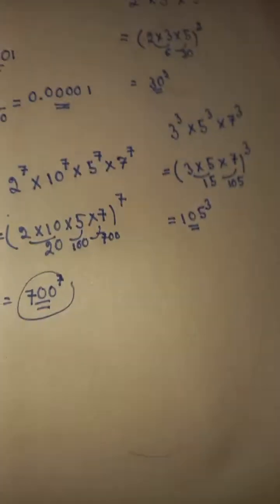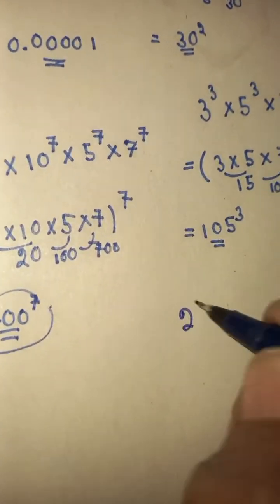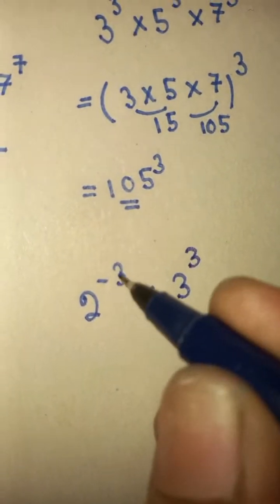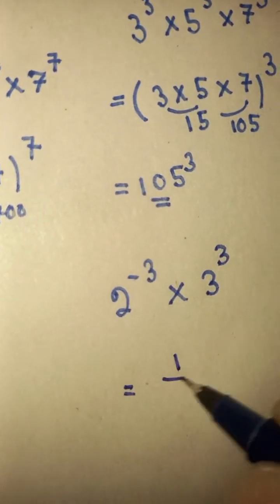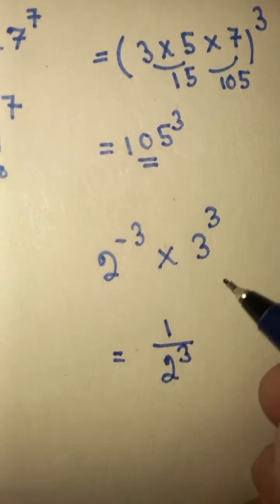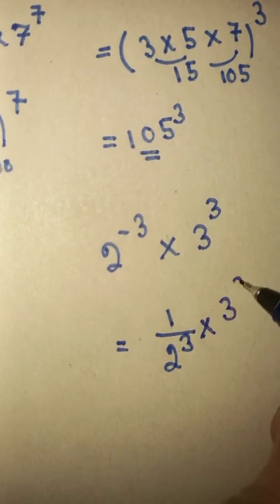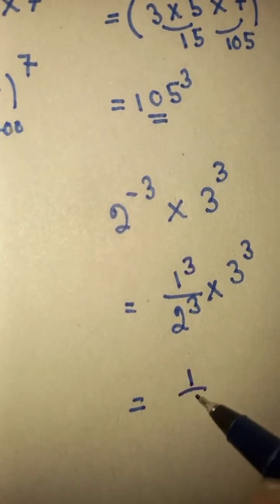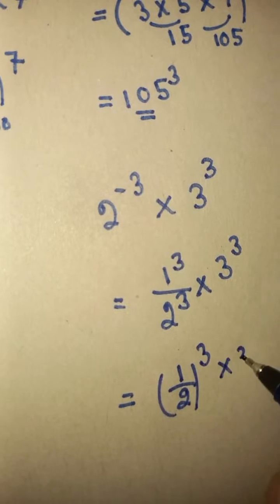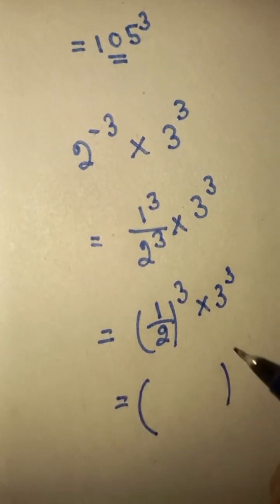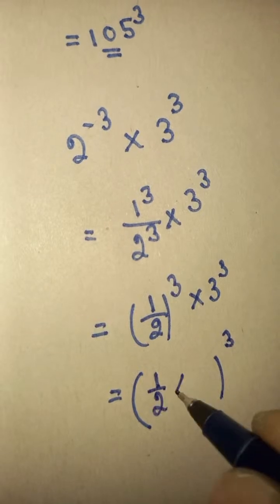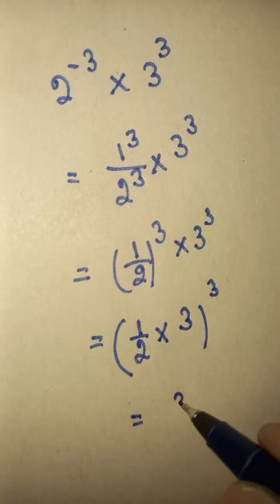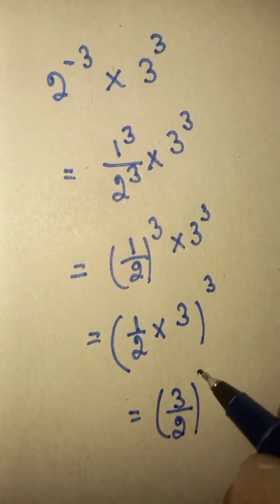In the same way, if they give a negative exponent also, you can do it. 2 power of minus 3 times 3 power of plus 3. This negative exponent, you must make it positive by taking that complete thing to the denominator, as 1 by 2 cube times 3 cube. This 1 by 2 cube can be written as 1 cube by 2 cube, or half whole cube, times 3 cube. Here take cube as common and multiply the inside numbers: half times 3. Here you cannot divide the denominator and numerator. 3 times 1 is 3. Below, 2. 3 by 2 whole cube.